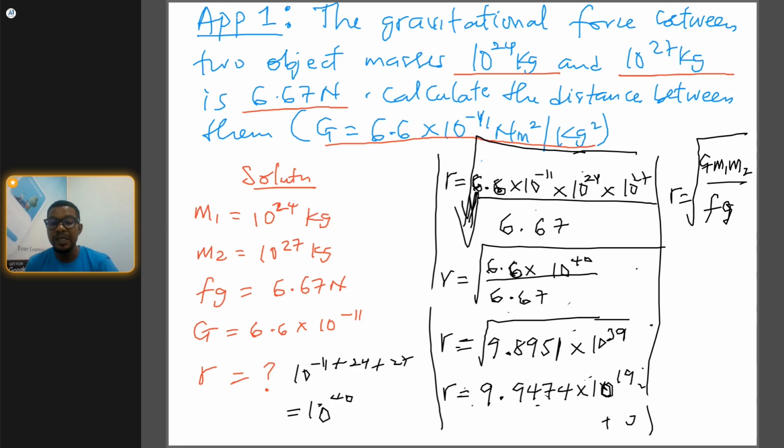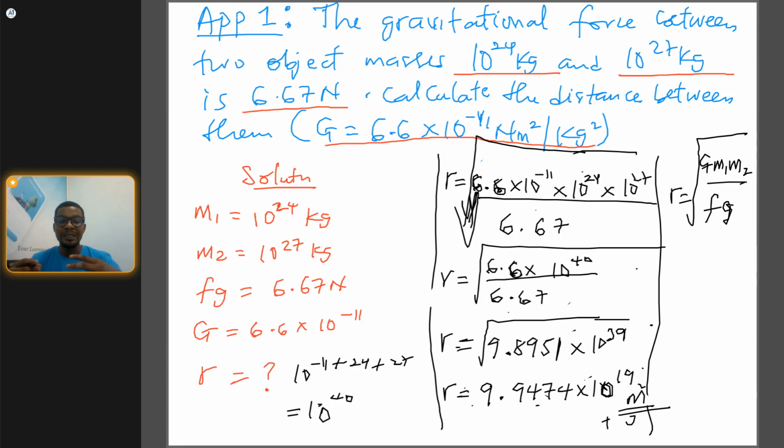And because we are calculating for r, which is what? Radius. And in physics, we've studied that when we are dealing with length, whether radius, length, or breadth, we are going to make use of what? Meter. So the SI unit for the radius is going to be in meter. So the final answer will be 9.9474 times 10 raised to power 19 meter.